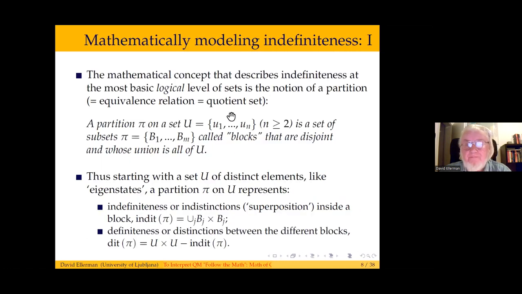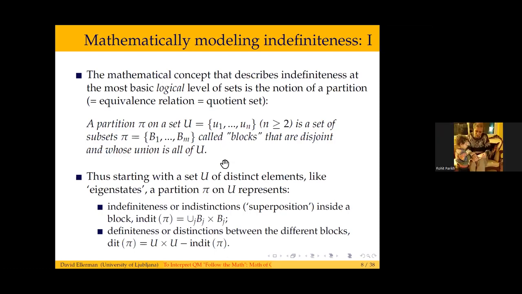That's well known. So the underlying concept to describe indefiniteness is the notion of a partition, and equivalently, what Rota would call a cryptomorphic thing, an equivalence relation or a quotient set. So we have subsets dual to quotient sets, or subsets dual to partitions, and so forth. A partition pi on a set U, which I'll keep finite and larger than 2 to avoid trivialities, is a set of subsets called the blocks, or some people call them the cells, and they're disjoint, and their union is all of the universe set U.